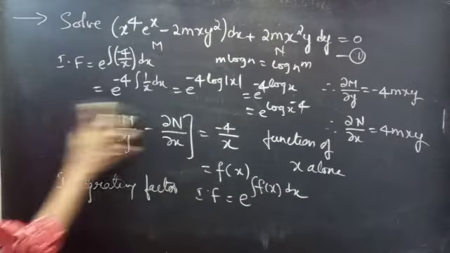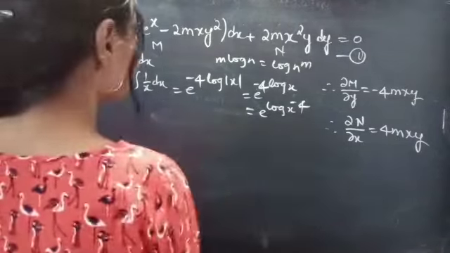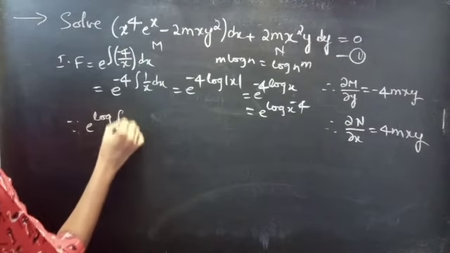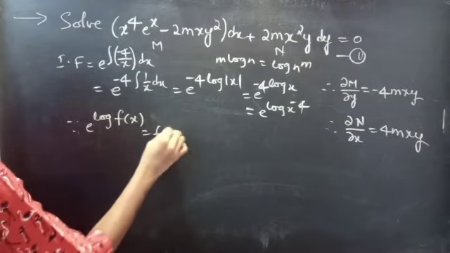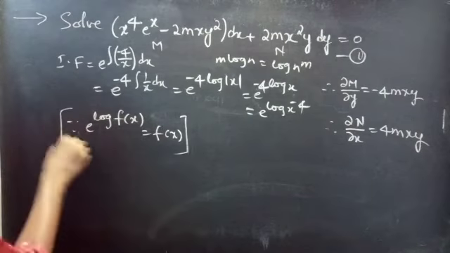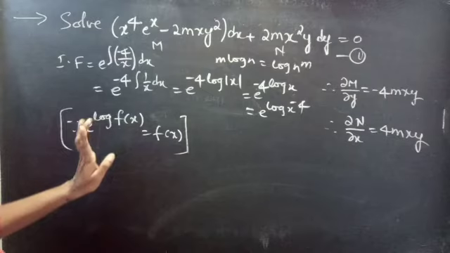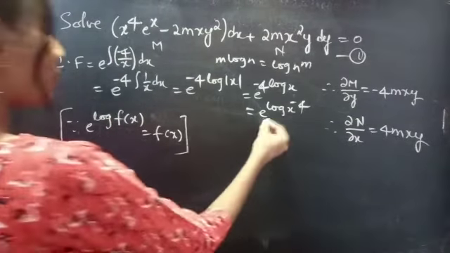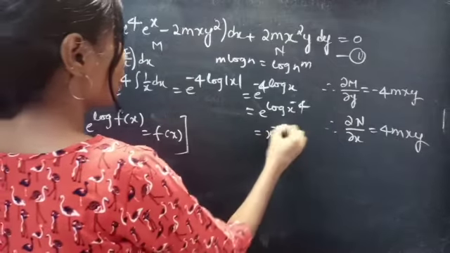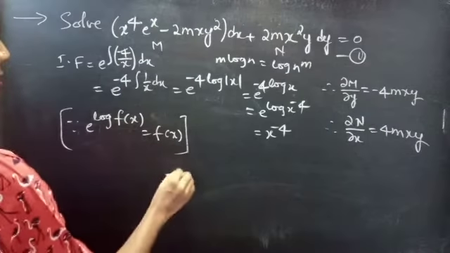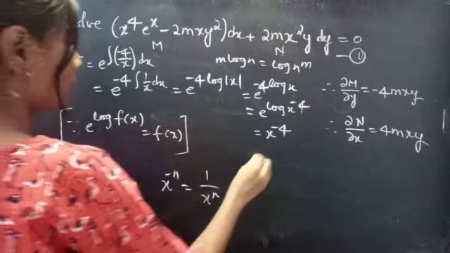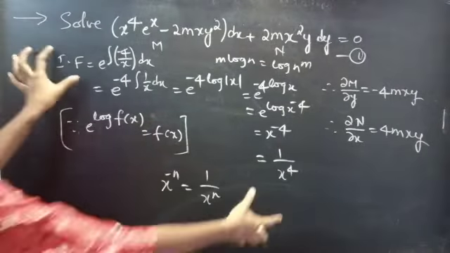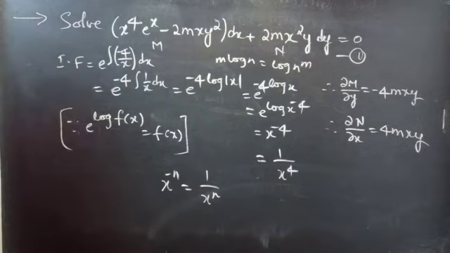Right? And also we know that e power log of some function of x is equal to that function of x, which is nothing but some function of x, not this f of x. And we know that x power minus n equals 1 by x power n, so this can be written as 1 by x power 4, which is the required integrating factor.